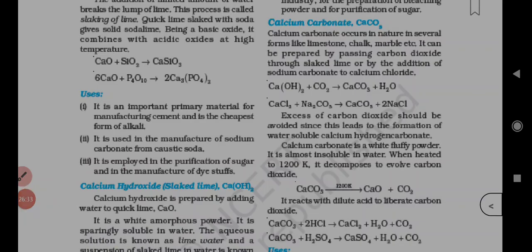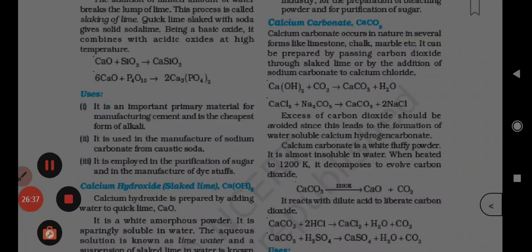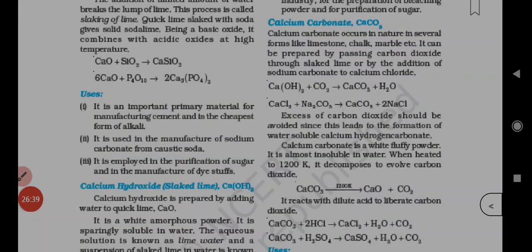Calcium carbonate along with magnesium carbonate is used as a slag in the extraction of iron. If you check the NCERT chapter on metallurgy, limestone is used as a slag for removing sulfur, silicon and phosphorus. You can open your NCERT and check it out.